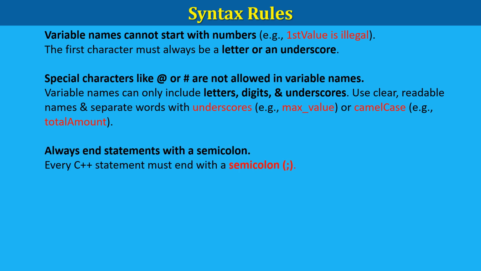Always end statements with a semicolon. Every C++ statement must end with a semicolon, indicating the end of a statement. Missing semicolons are a common error as the compiler struggles to determine where one statement ends and the next begins. Encourage students to think of semicolons like periods at the end of a sentence and develop the habit of checking for them before running their code. Highlight that IDEs often flag these errors, making it easier to catch a missing semicolon.